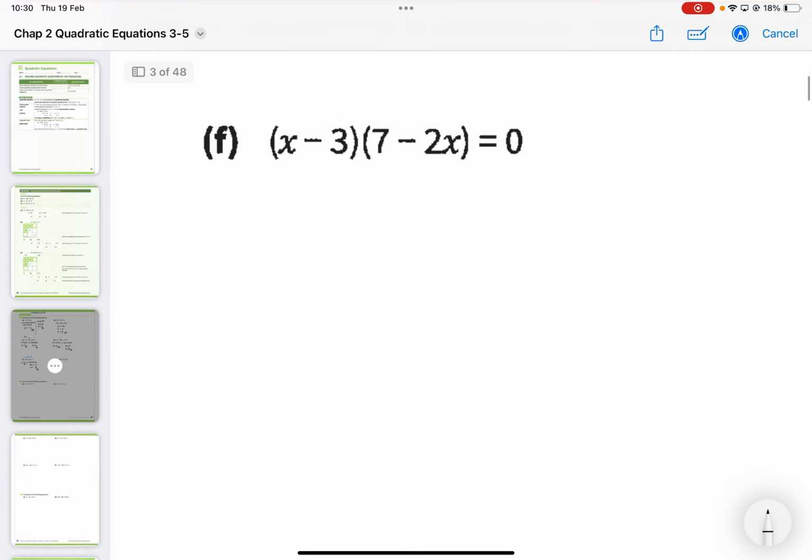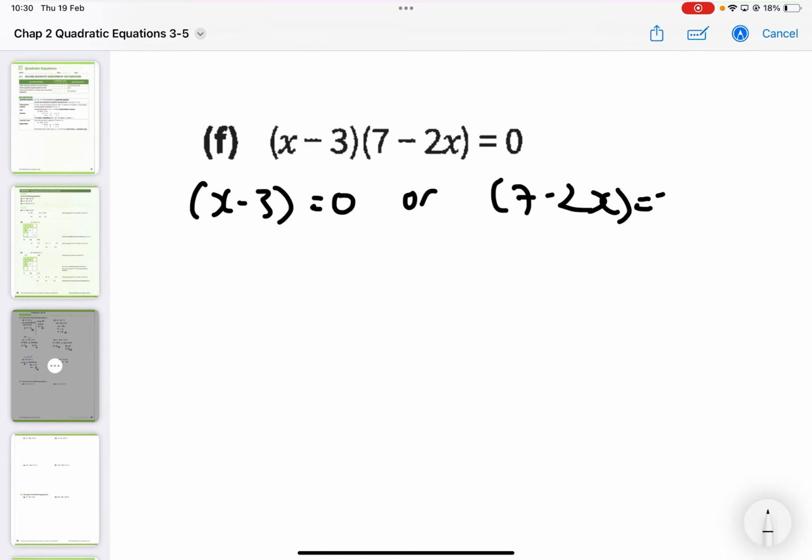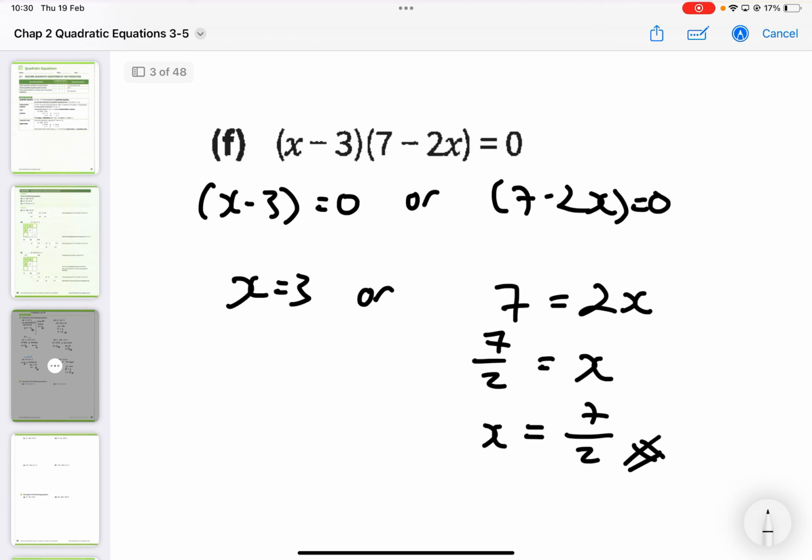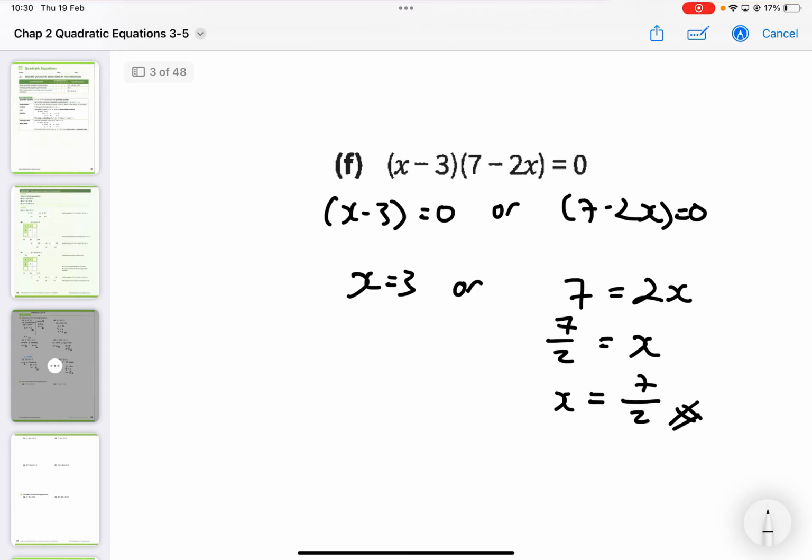Very good. So again, x minus 3 equals 0, or 7 minus 2x equals 0. x equals 3, or 7 equals 2x. Then x equals 7 over 2. Okay?